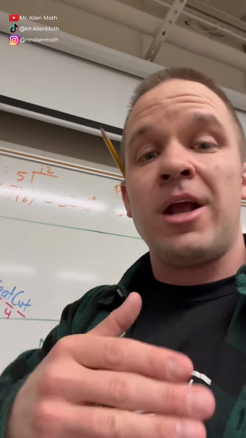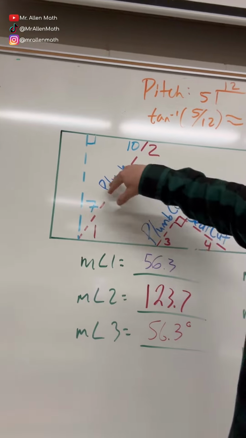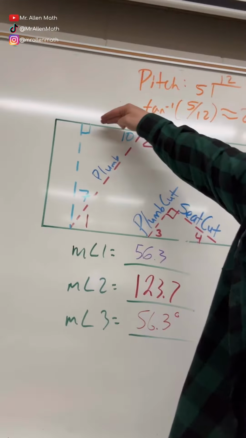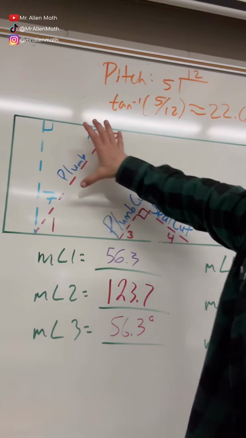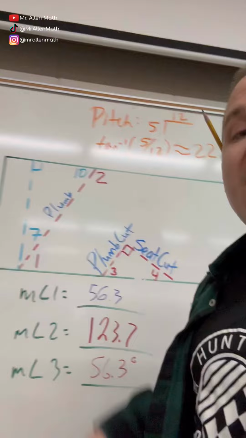And then we start talking about angle relationships, right? Angle 1 and angle 2 here are on the same side of that plumb cut, the transversal. And they are interior, on the inside of the parallel lines of the board. So they're same side interior, they're supplementary. 1 and 2 add up to 180.